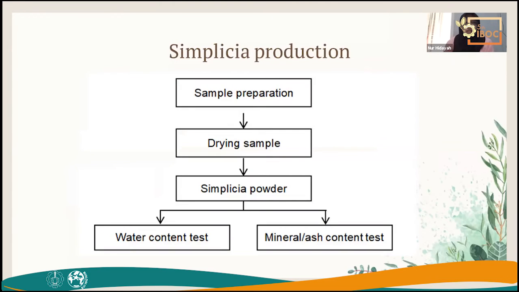This is the scheme for Simplicia production. We start with sample preparation, and then drying the sample, drying the leaf of the Ipomoea pes-caprae at room temperature, and not exposed to direct sunlight. And then after that, we get the Simplicia powder and analyze it for water content and ash content.